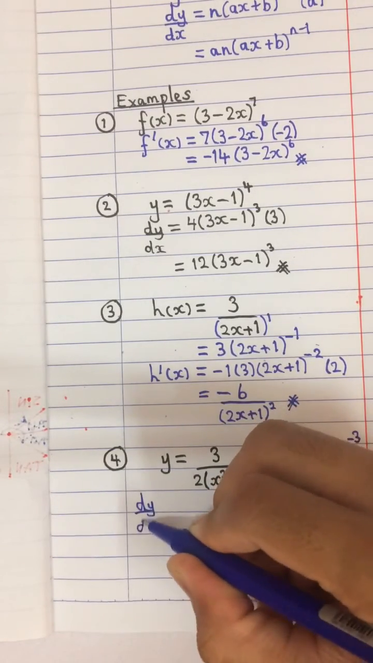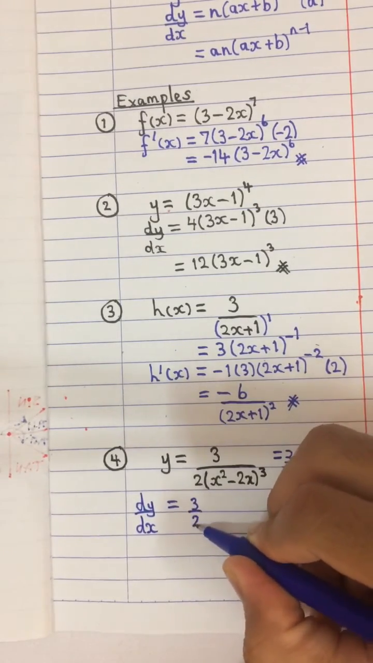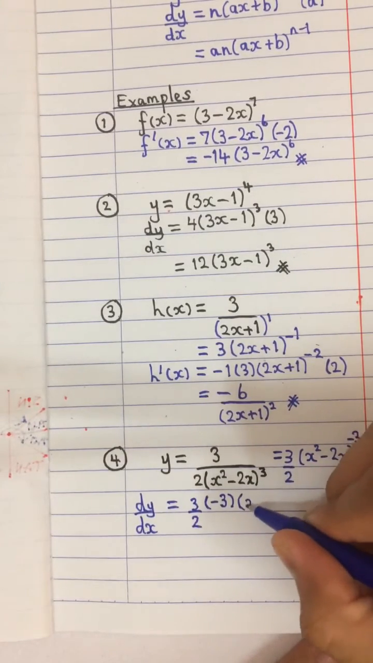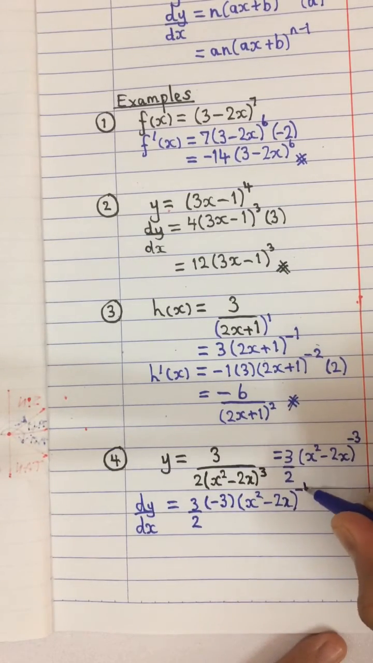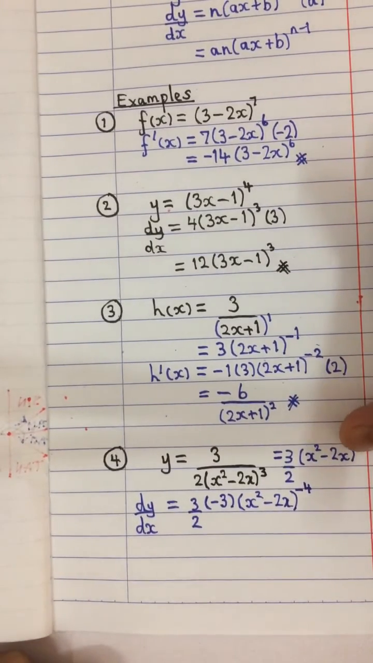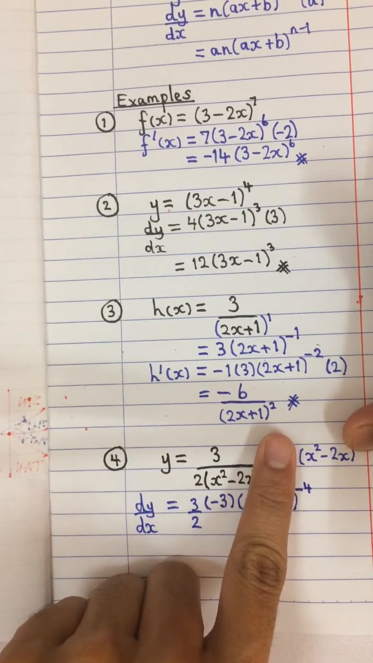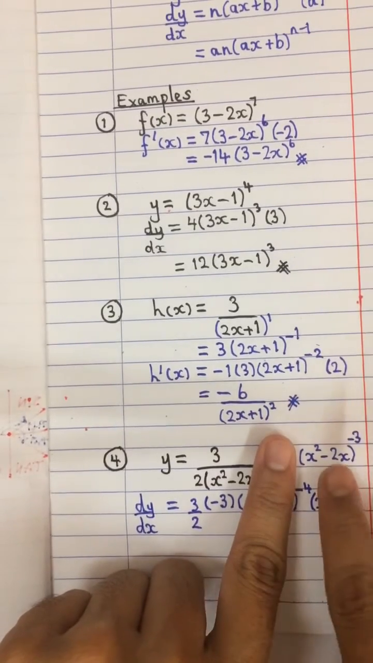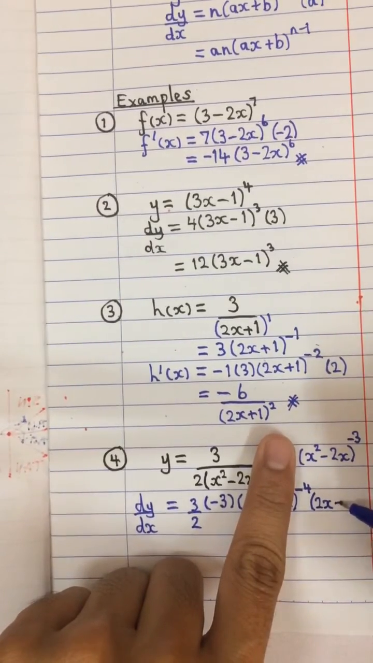So dy by dx of that equation will be 3 over 2, still 3 over 2, just copy again. Bring the power down, so I have negative 3 here. And then power minus 1, so you have (x squared minus 2x), power negative 3 minus 1 gives you negative 4. Now cover your power, and then just focus on the bracket only. So what do you get when you find dy dx of x squared? Yes, it's 2x, so you have to times 2x here. Now do this part, so find dy dx of negative 2x. Yes, it gives you negative 2.